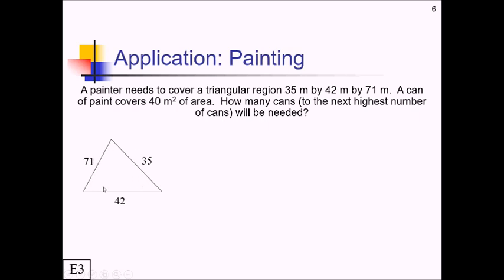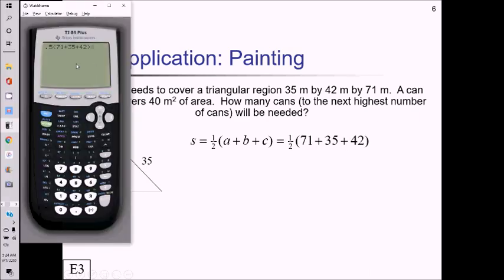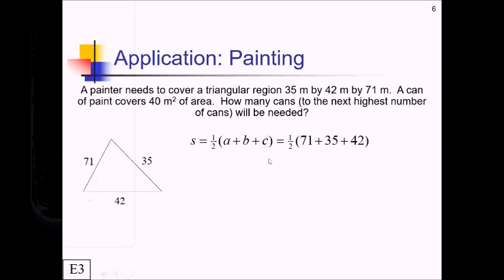So since we have all three sides given, this is where you had to make a decision between Heron's formula and the half-sine formula. Three sides, side, side, side, that's Heron's formula. So we start with our semi-perimeter, 1/2 (a + b + c). So that's going to be 1/2 times 71 plus 35 plus 42, which I'll use the calculator for. Plugging those in, that all comes out to 74 even, which is nice.